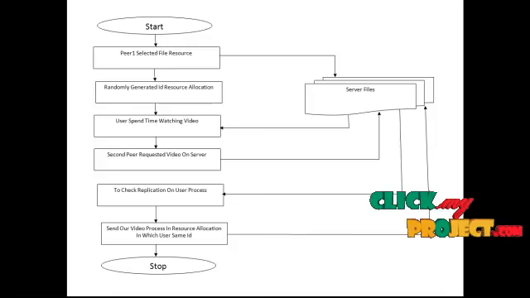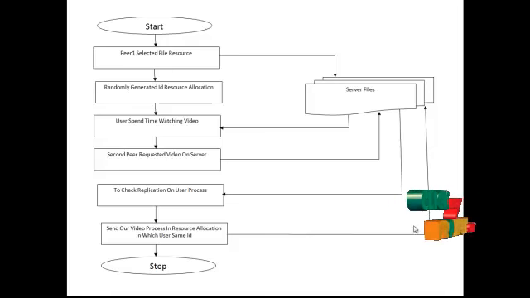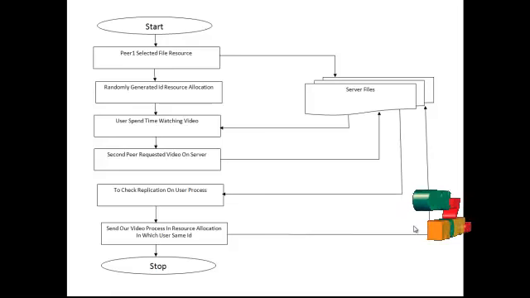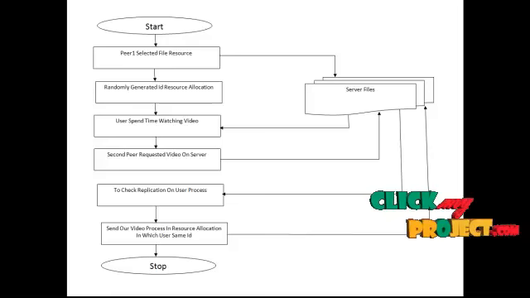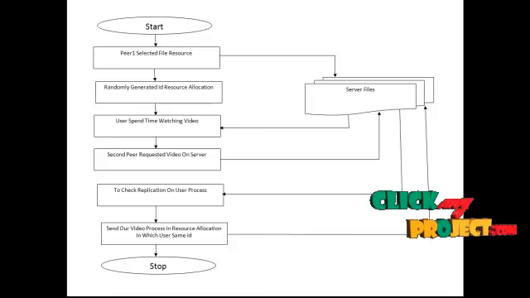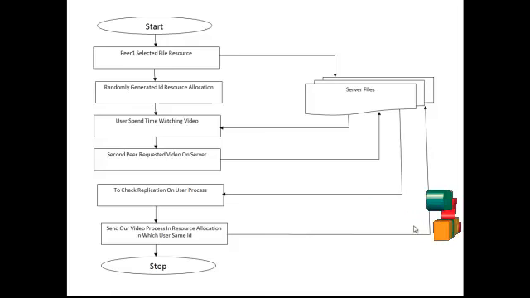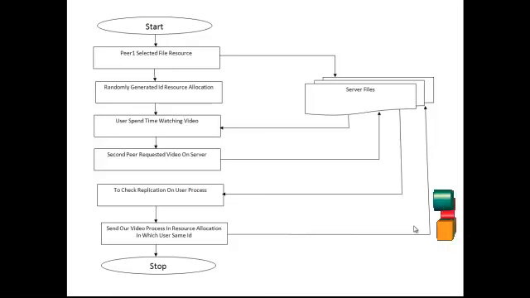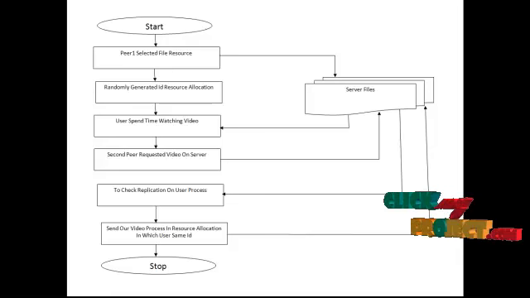The next process is users spending time watching video. The time users spend watching video is updated in the server files. The next process is the second peer requesting video on the server. To check replication and use the process to achieve bandwidth allocations, the corresponding movie replication strategy needs to adjust the movie copies according to the peers' upload capacity. Request scheduling in real world systems is likely to be bandwidth fair sharing, and it performs replication to avoid replication in that system.